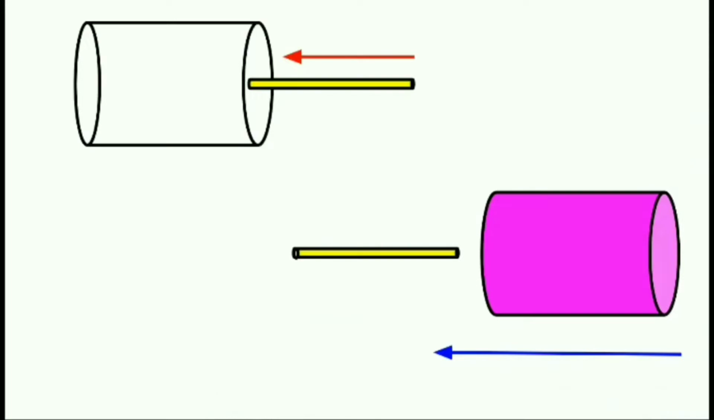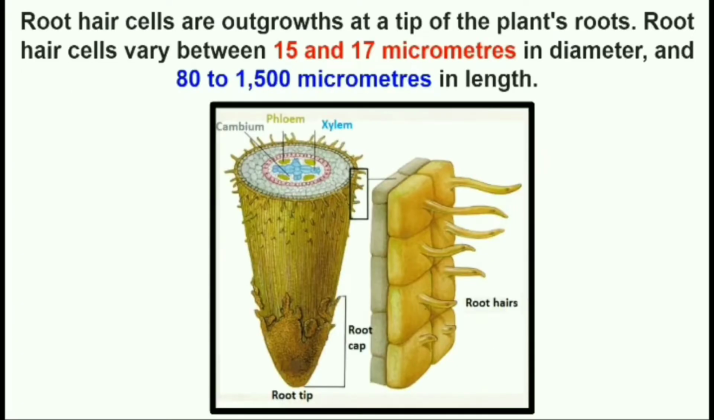It is quite easy to insert objects of smaller cross-section or smaller size into hollow objects of larger cross-section or larger size, but it is impossible to do the same the other way around. The root has cells or outgrowths at the tip of the plant's roots. Root hair cells vary between 15 to 17 micrometer in diameter and 80 to 1500 micrometer in length.